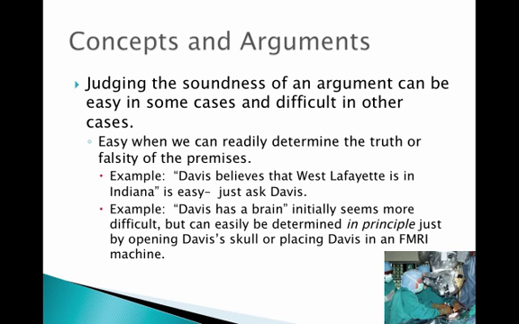All right, so judging the soundness of an argument can be easy in some cases and difficult in other cases. Recall what soundness is. A sound argument is an argument that is valid with true premises. It's easy to tell when an argument's valid if you know logic. It can also be somewhat easy to know if the argument's sound, that is, if the premises are true. So here's an example of some premises that you can easily determine the truth or falsity of. Suppose that I, Davis, believe that West Lafayette is in Indiana. How would you establish that that's true? Well, that's pretty easy. One way is just to ask me, Davis, do you believe that West Lafayette is in Indiana? If I said no, then you know that the premise is false.